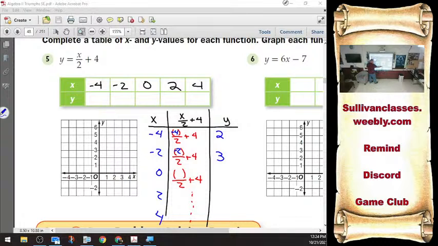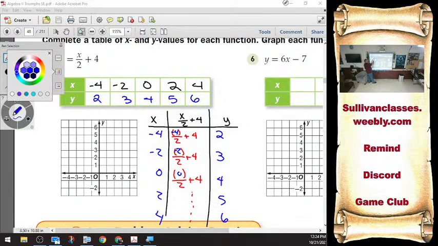Stick a 0 in there. 0 divided by 2, 0. Plus 4, 4. Do you see the pattern? Next will be 5. So 2, 3, 4, 5, 6. Now I get to plot the points.